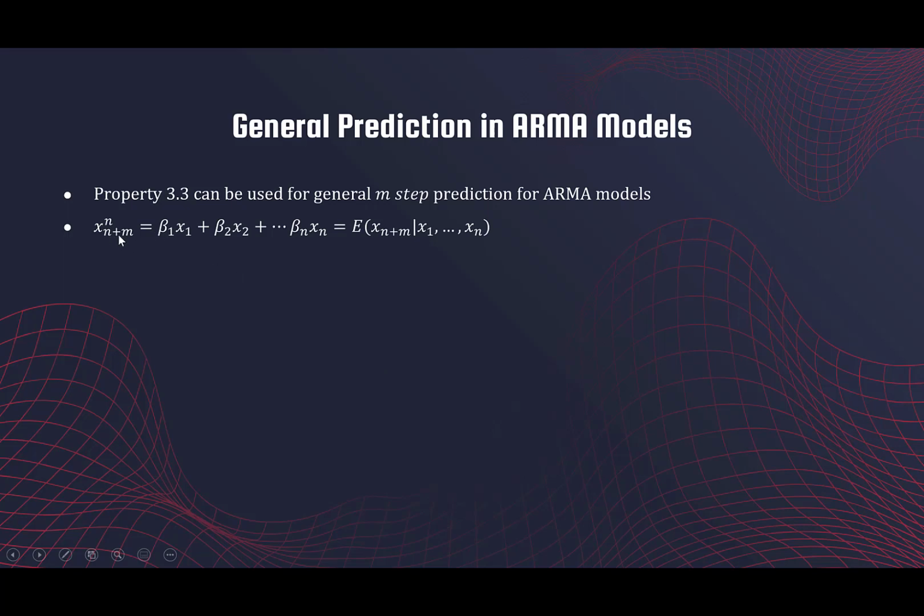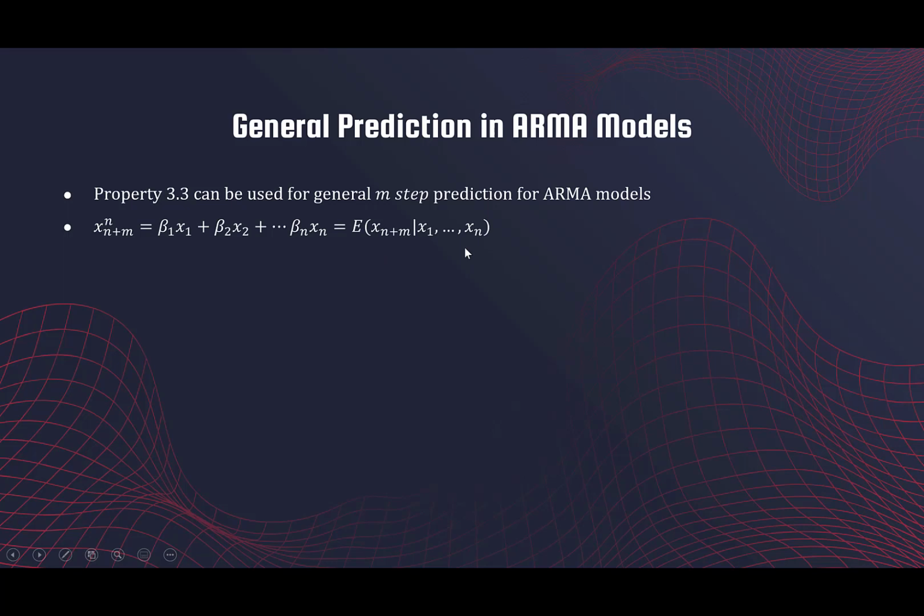So basically, if I want to predict, the predictor of x n plus m has this notation. This x n plus m means we are predicting the n plus mth observation based on the n observations. So we know that it's a linear combination which is given by this, and property 3.3 tells us that these constants, the betas, have to satisfy the prediction equations. So this also ends up being the conditional mean of x n plus m given this.